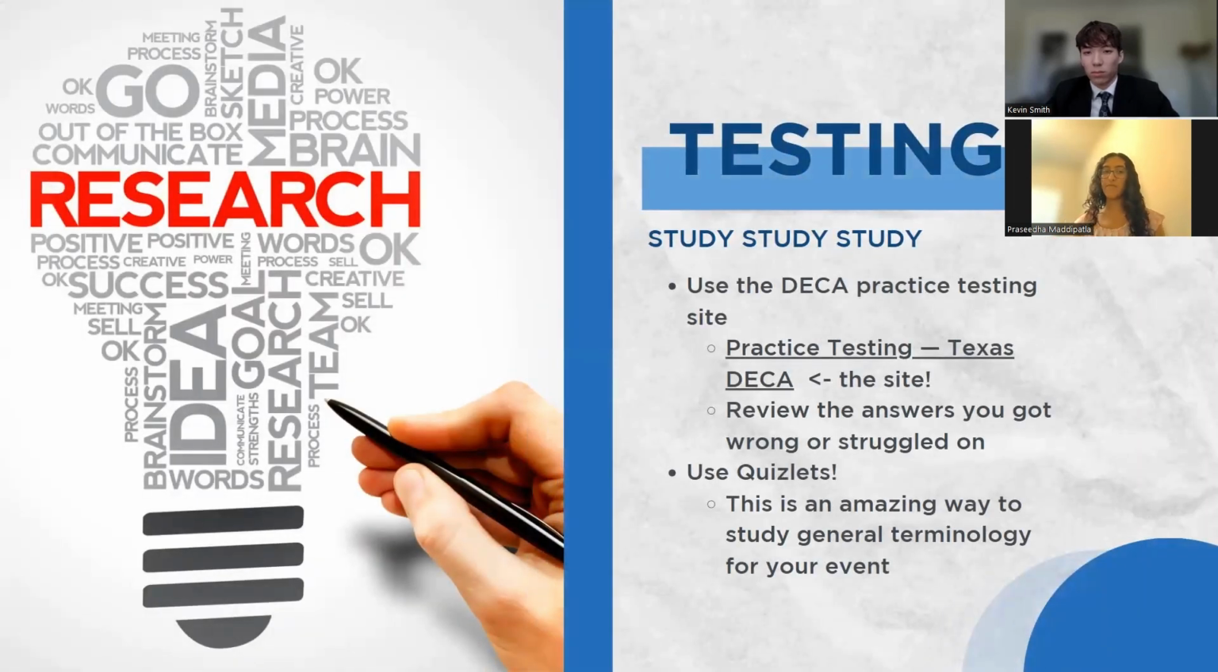In addition, another key way to consistently increase your score is by testing. It's really important to study for your test about your career cluster. There are several ways to do this. First, you can use the DECA practice testing website, and you can go over the answers you got wrong or struggled on. A lot of practice tests online also have answer explanations, which if you read over once or twice for the ones you missed and the ones you got correct, you can understand the key points that are tested over and over again in your test.